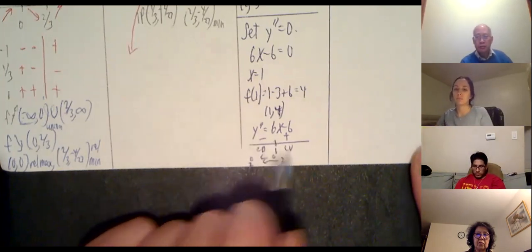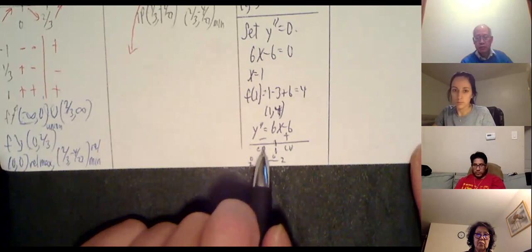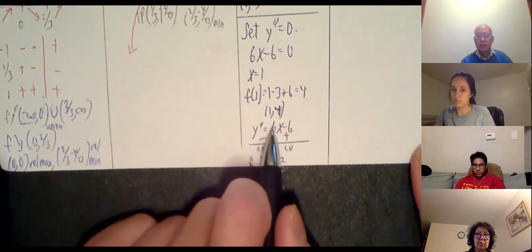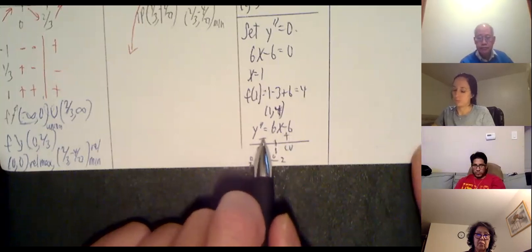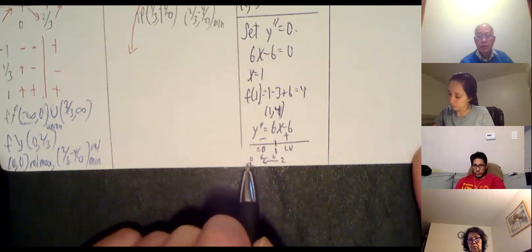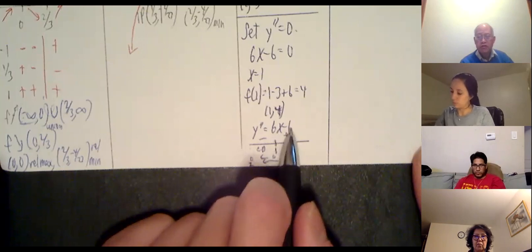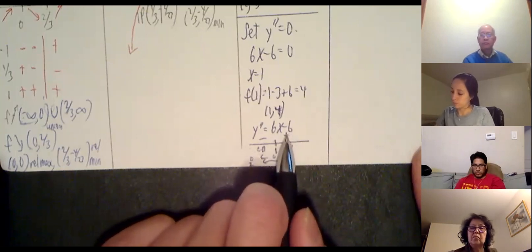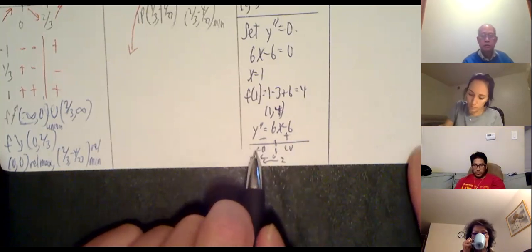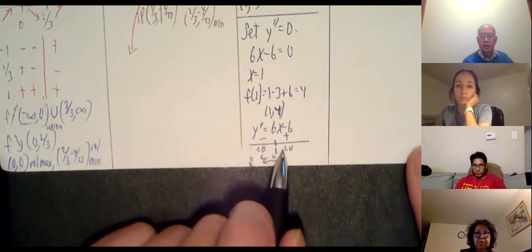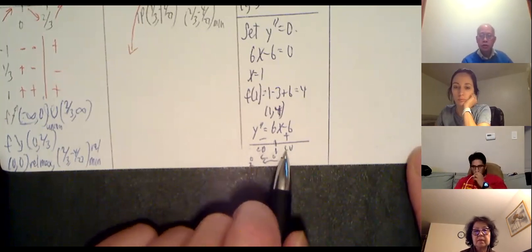So I picked something over here and something over here. And you don't really have to make much of a sign chart. It's pretty easy to tell when you have this. So I plug in 0, right? 0 is over here. 6 times 0, 0. 0 minus 6, negative. Okay. Then I plug in 2. 6 times 2, 12. 12 minus 6 is 6, positive. All right, so negative second derivative, concave down. Positive second derivative, concave up, CU, CD. Upside down U shape, U shape.